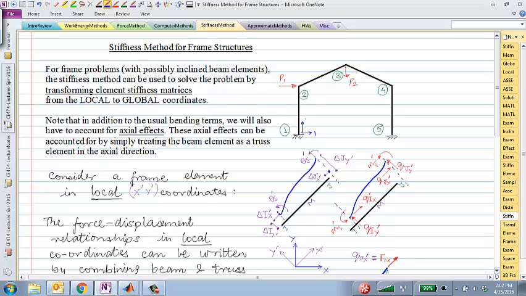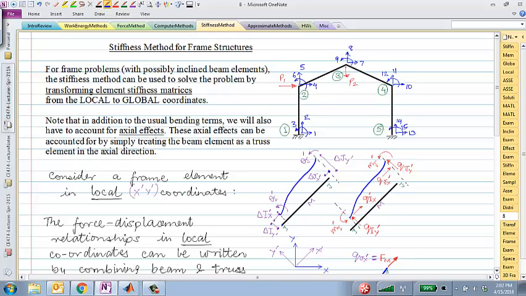1, 2, 3. For node 2, it would be 4, 5, 6, 7, 8, 9, 10, 11, 12, and 13, 14, and the rotation is 15.